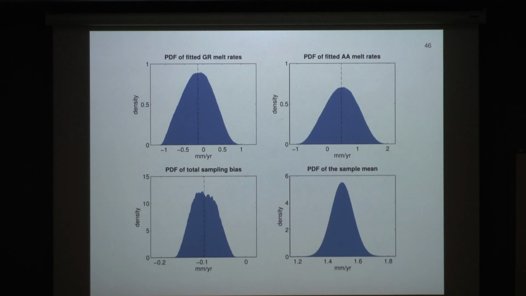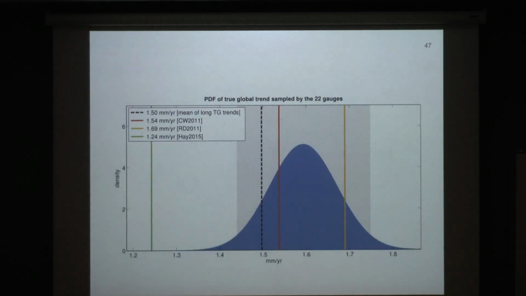And so if you want to get the PDF associated with that, you just do the convolution of these two PDFs here, and we get this. So that's the distribution for the true underlying surface based on the locations of these 22 tide gauges, which have a mean of about 1.5 millimeters per year. And so the gray shading in the background here indicates the 95% interval for this distribution.